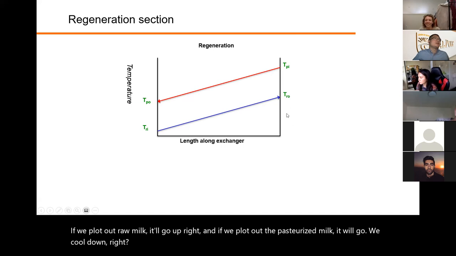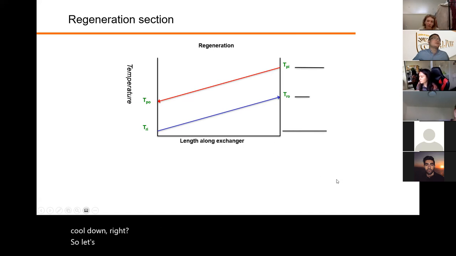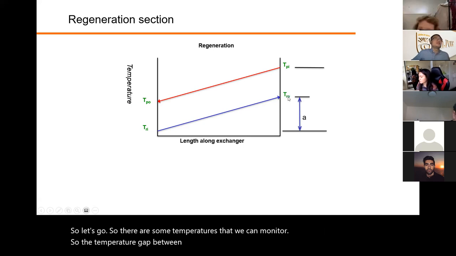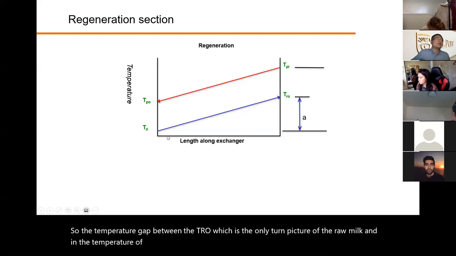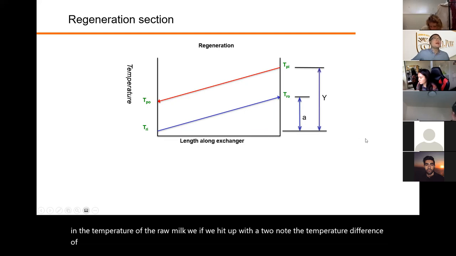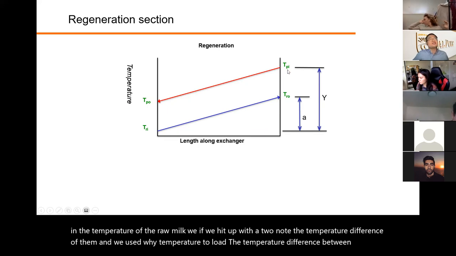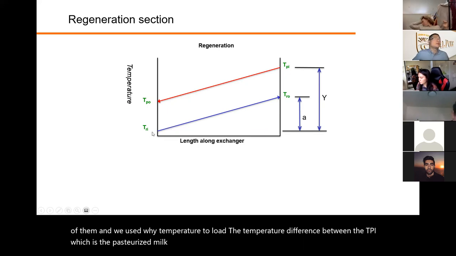So there are some temperatures that we can monitor. The temperature gap between the TRO, which is the outlet temperature of the raw milk, and the inlet temperature of the raw milk, if we heat up, we use A to note the temperature difference of them. And we use Y to note the temperature difference between the TPI, which is the pasteurized milk inlet, and the raw milk inlet.